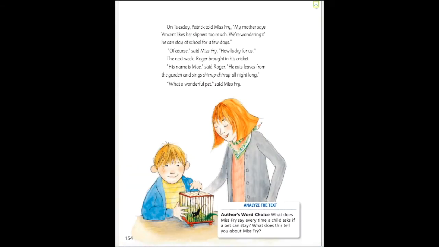On Tuesday, Patrick told Miss Fry, "My mother says Vincent likes her slippers too much. We're wondering if he can stay at school for a few days." "Of course," said Miss Fry. "How lucky for us." The next week, Roger brought in his cricket. "His name is Mo," said Roger. "He eats leaves from the garden and sings chirp, chirp all night long." "What a wonderful pet," said Miss Fry.